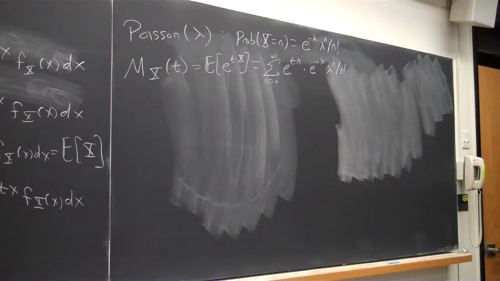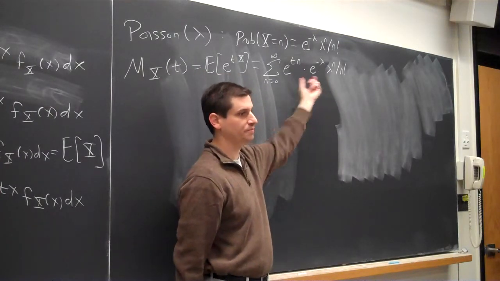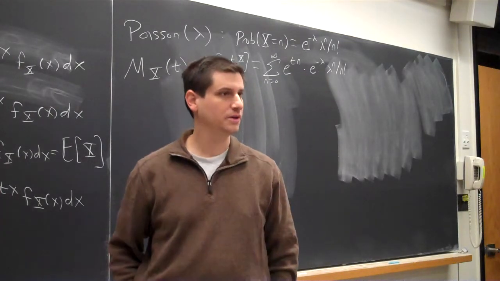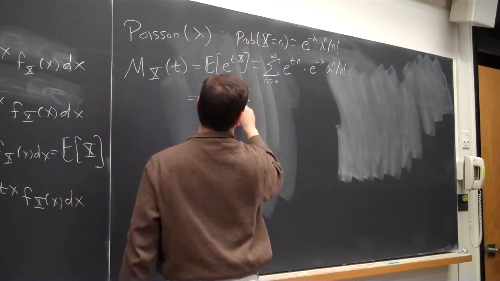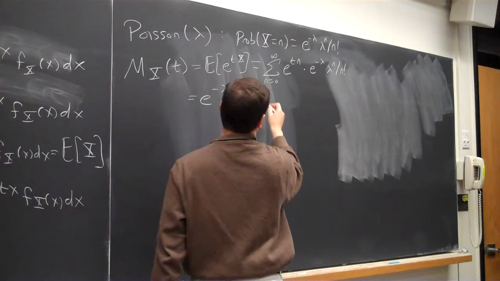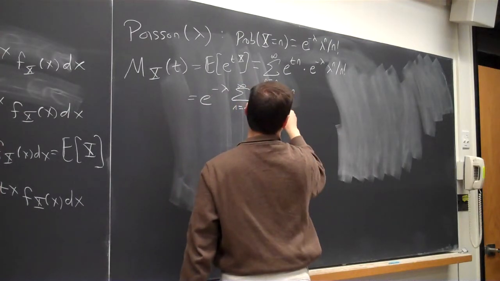What's the first step in trying to understand this algebra? What should we do? Yeah, pull out the e to the negative lambda. So we'll have e to the tn, lambda to the n, divided by n factorial.